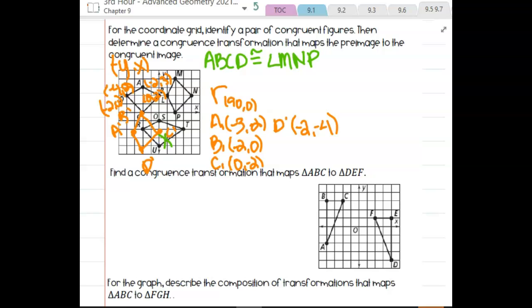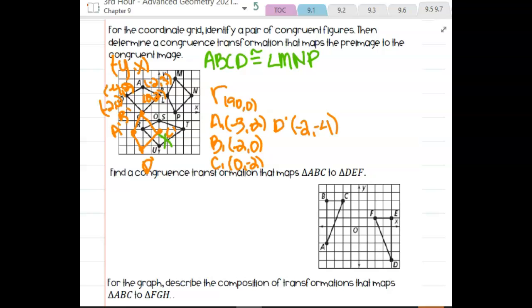So if you look at this now, I have my A, B, C, D, L, M, N, P. Okay, so it's all in the right order. So I don't want to reflect it. I don't want to rotate it again because it's going to mess up the order of the letters. I really just need to move it. What directions do I need to move it? Up and to the right.